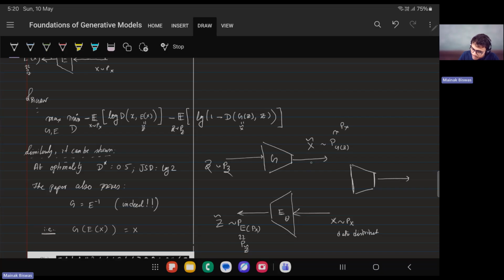I would pair things up. What is my desire? My desire is that X and Z pairs must be consistent. What do I mean by that? So X could be from the PX distribution and Z could be from the E theta of X distribution, right? So there could be multiple Z, where X again is from PX.